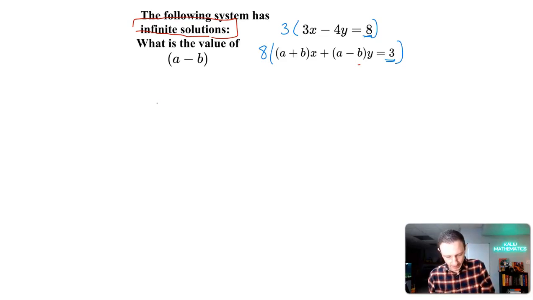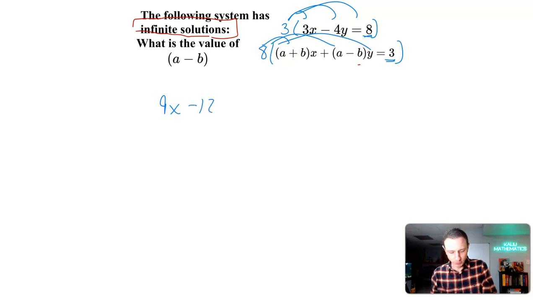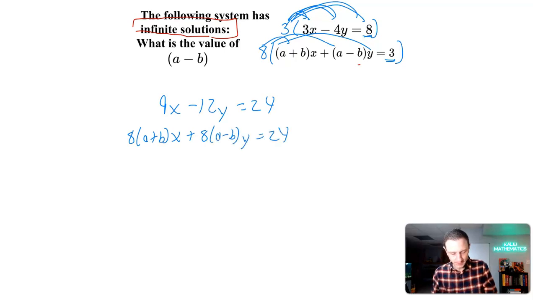So I'm doing all of this, and I'm doing all of this. On the top, 3 times 3 is 9x minus 12y equals 24. So 3 times 3 is 9, 3 times -4 is -12, 3 times 8 is 24. On the second equation, I'll have 8 times (a plus b) times x plus 8 times (a minus b) times y equals 24.